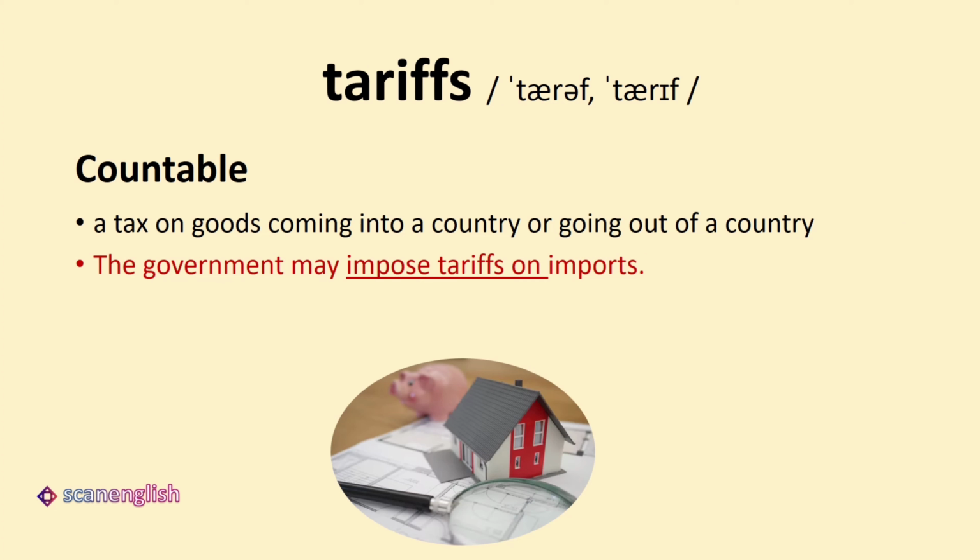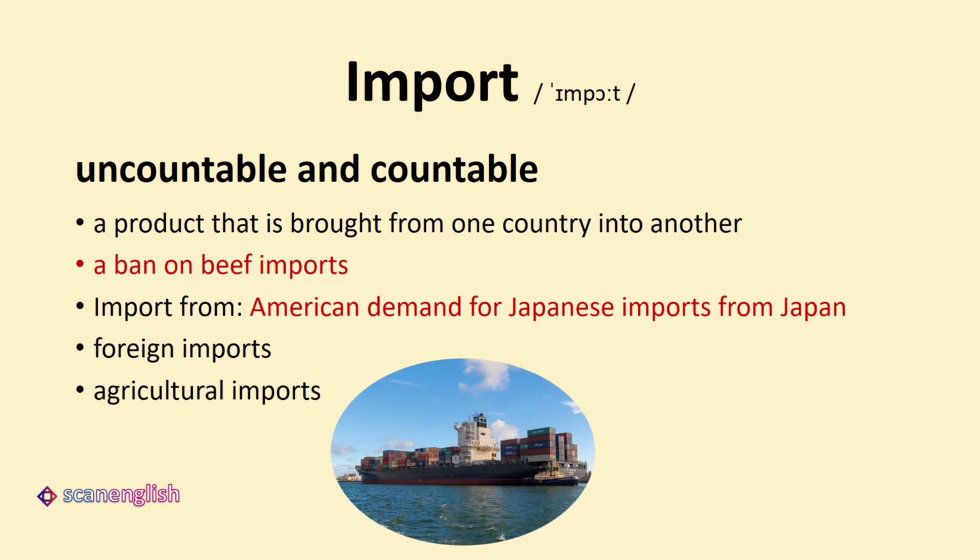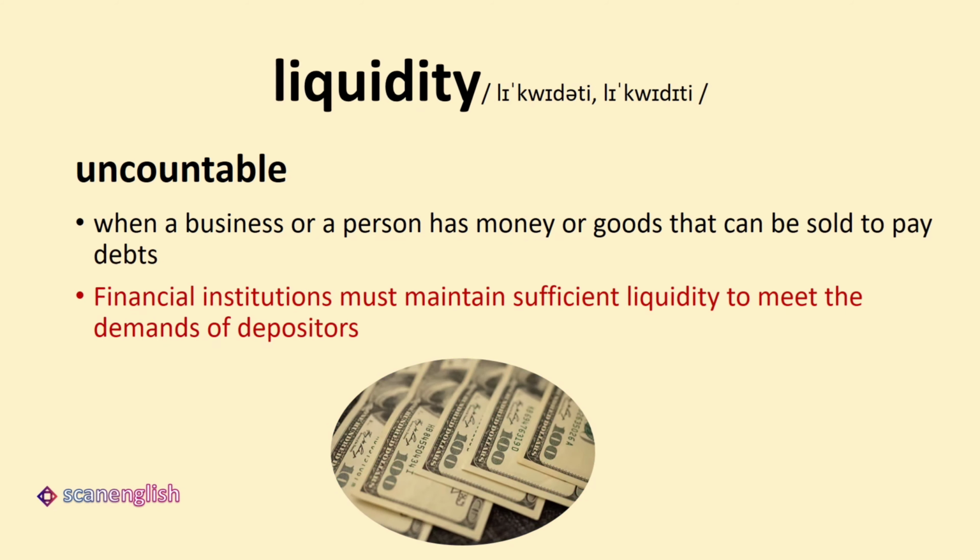Tariffs. It is a countable word. A tax on goods coming into a country or going out of a country. The government may impose tariffs on imports. Import. Uncountable and countable. A product that is brought from one country into another. A ban on beef imports. Pay attention to these points. Import from: American demand for Japanese imports from Japan. Foreign imports. Agricultural imports.